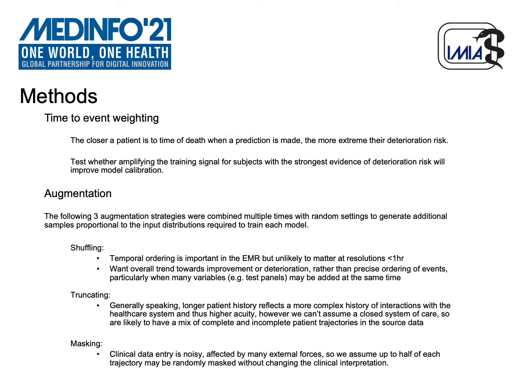What I mean by time to event weighting is that we assume that the closer a patient is to the time of the target event when a prediction is made, the more extreme is their likelihood of the event occurring, and thus the higher risk that should be associated with their data. For long ICU admissions, instead of time to event, the overall length of stay was used to indicate acuity and therefore modulate the distribution. We wanted to test whether amplifying the signals for subjects with the strongest evidence of deterioration risk would improve model calibration.